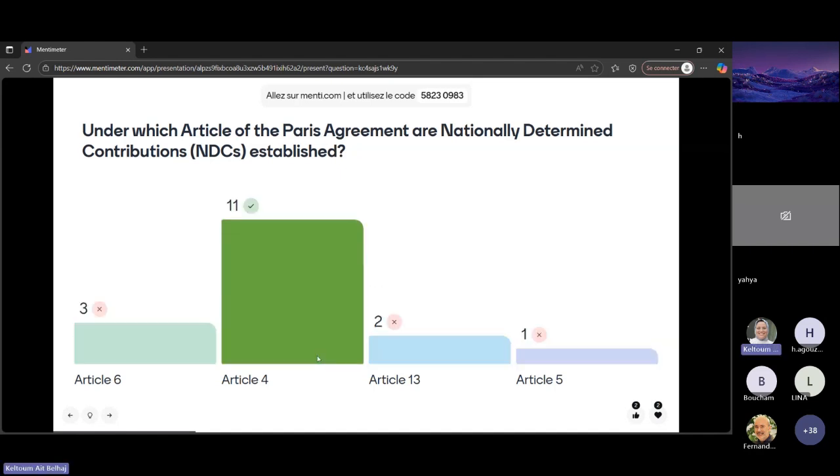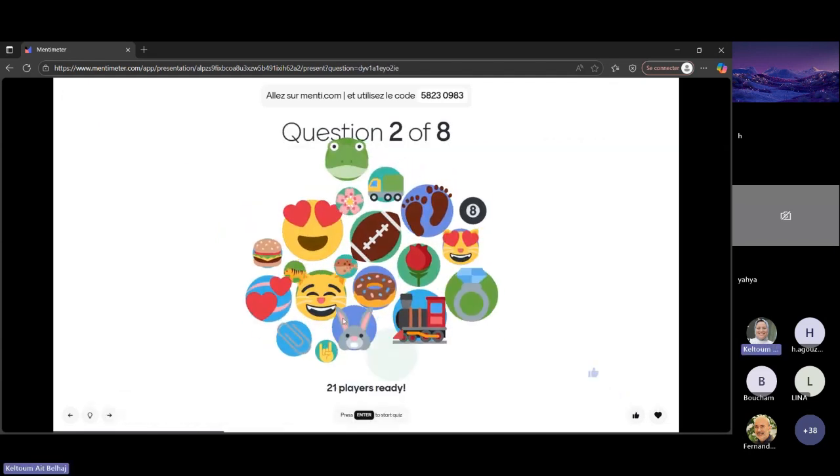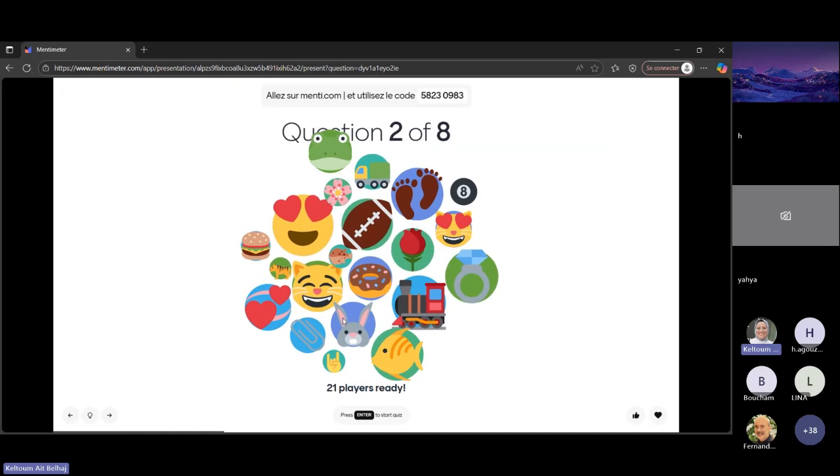"17" answers. 11. Bravo. It's 4. Article 4 of the Paris Agreement.